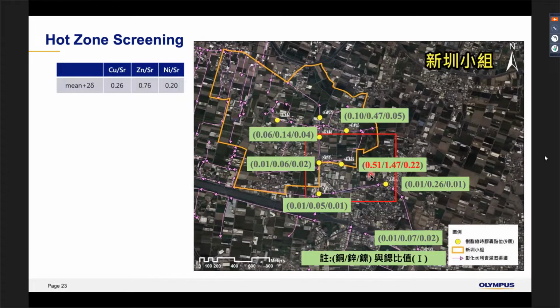As mentioned earlier, we standardized these measurement results by ratios of metal to strontium. Here we have copper, zinc, and nickel ratio for each point. If the value is greater than mean plus 2 standard deviation, we point it out as a hot spot.